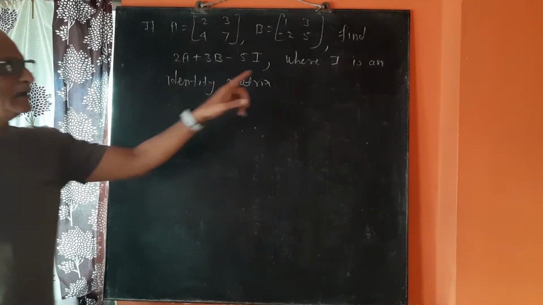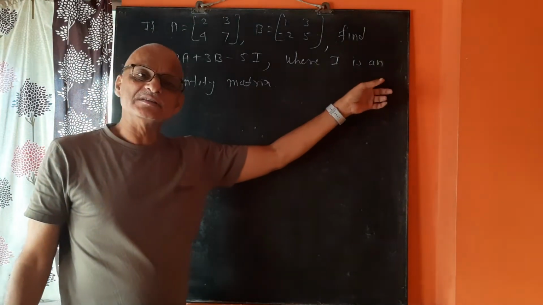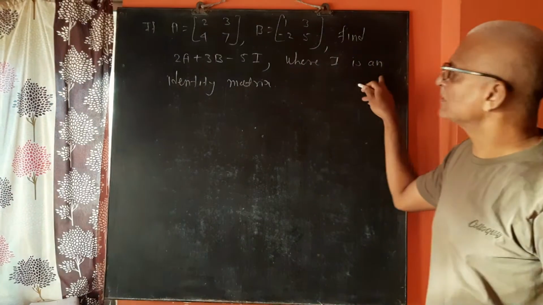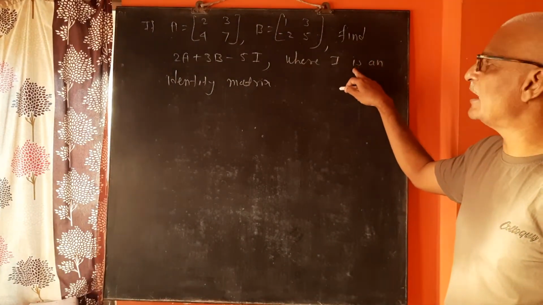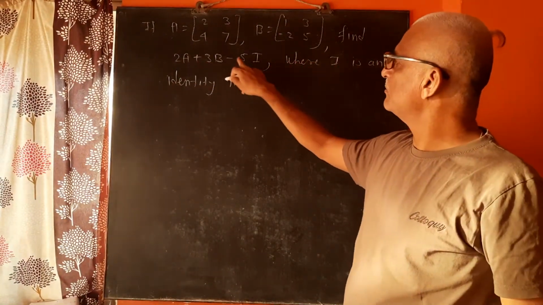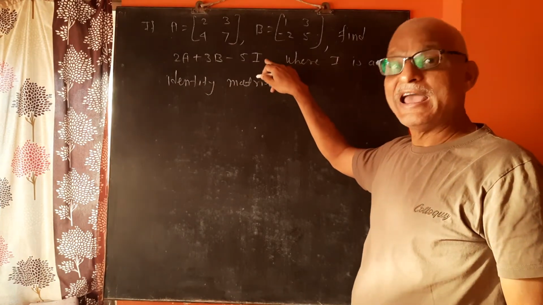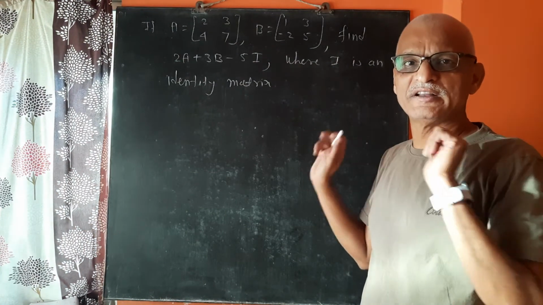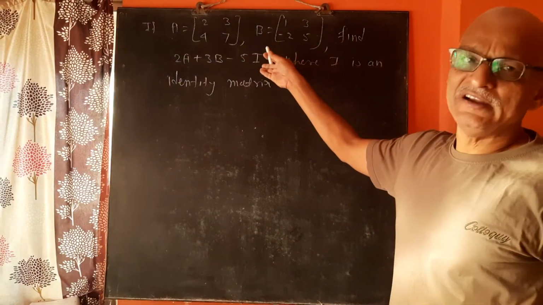Now here it is given that I is an identity matrix. In some cases, it is not given, that I is not mentioned there. They just simply ask find a value of 2A plus 3B minus 5I. Now capital I means you have to always consider that it is an identity matrix. We have seen the identity matrix.